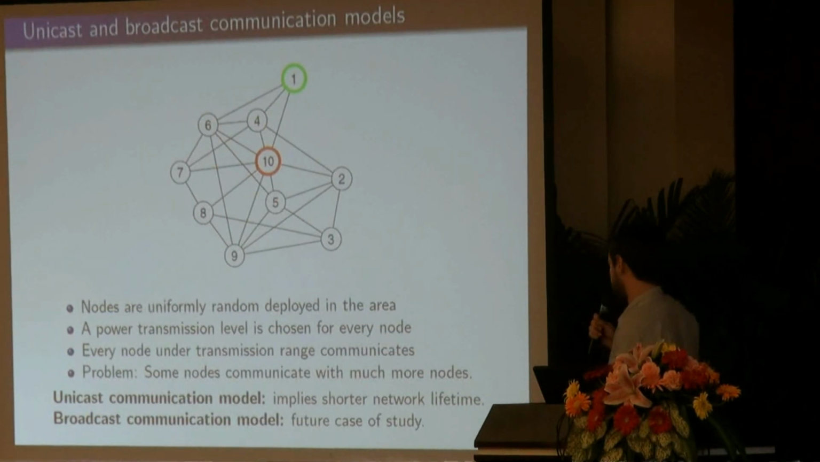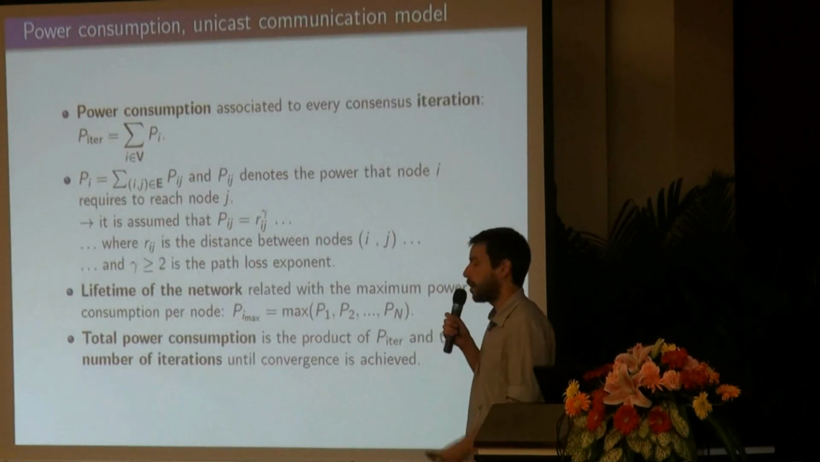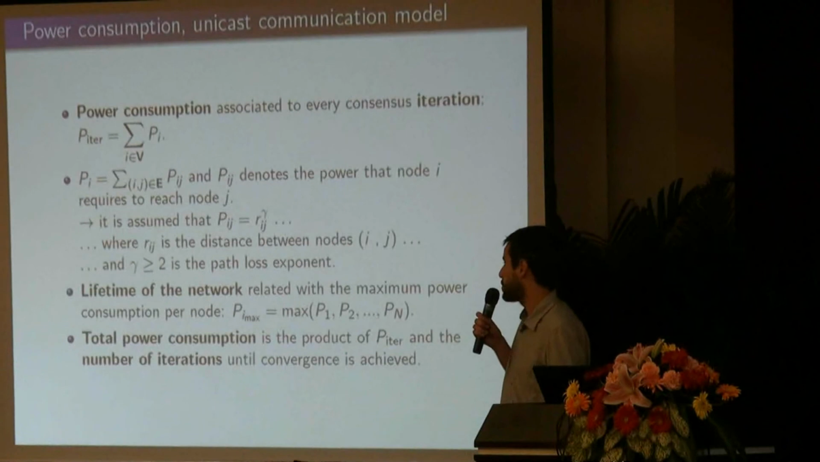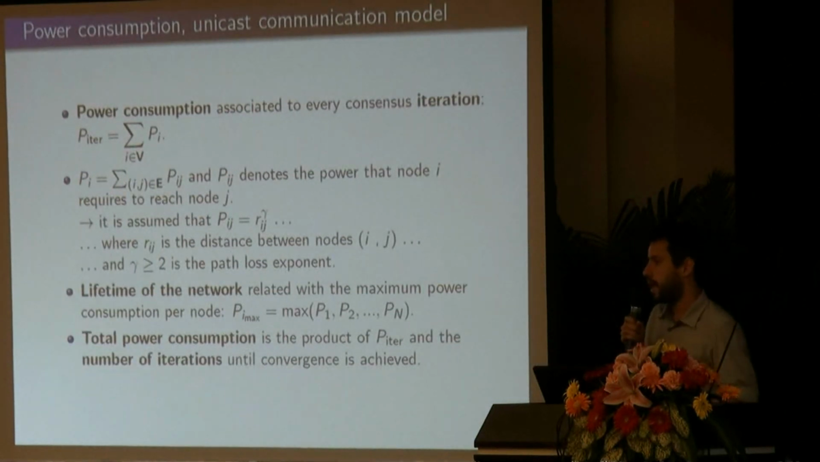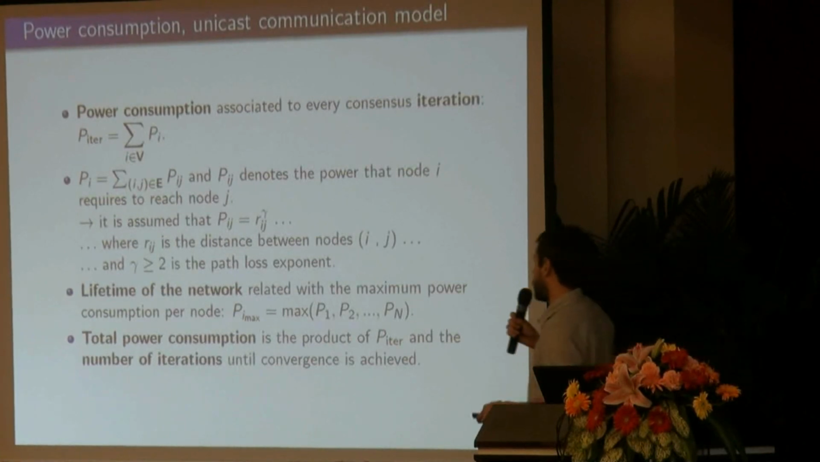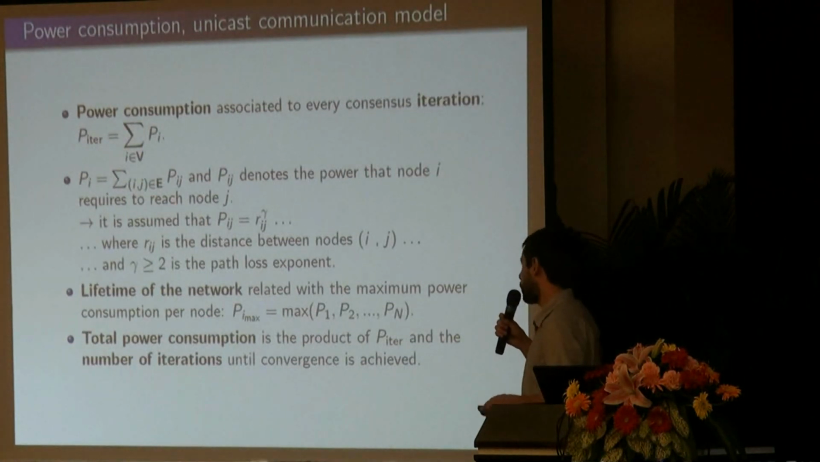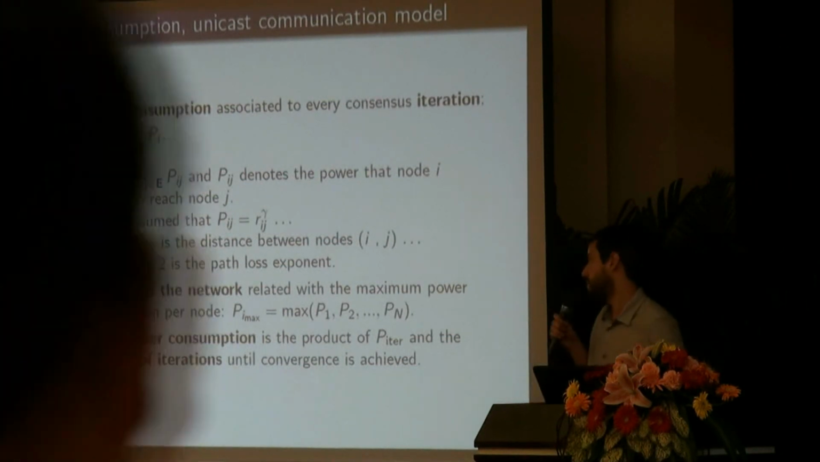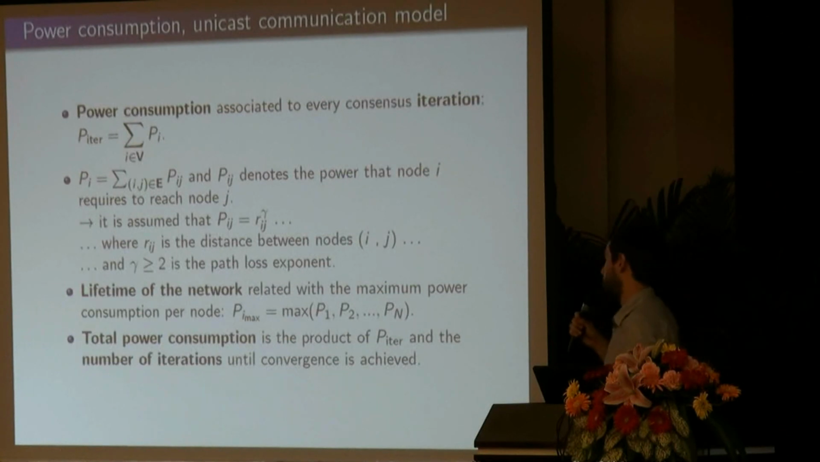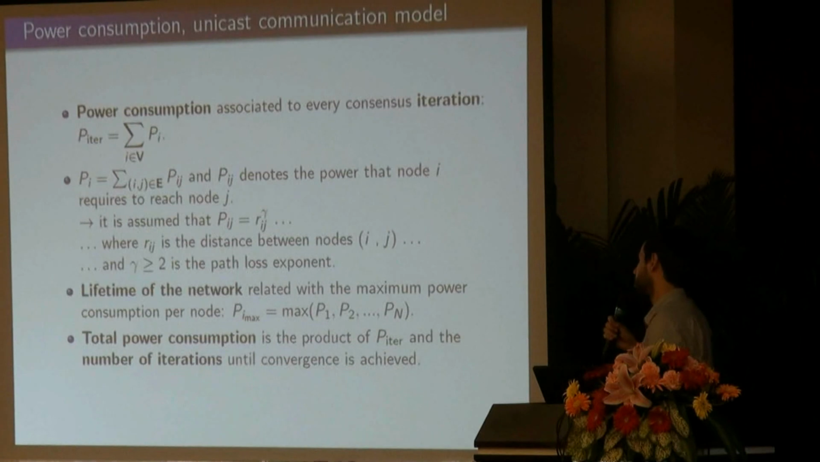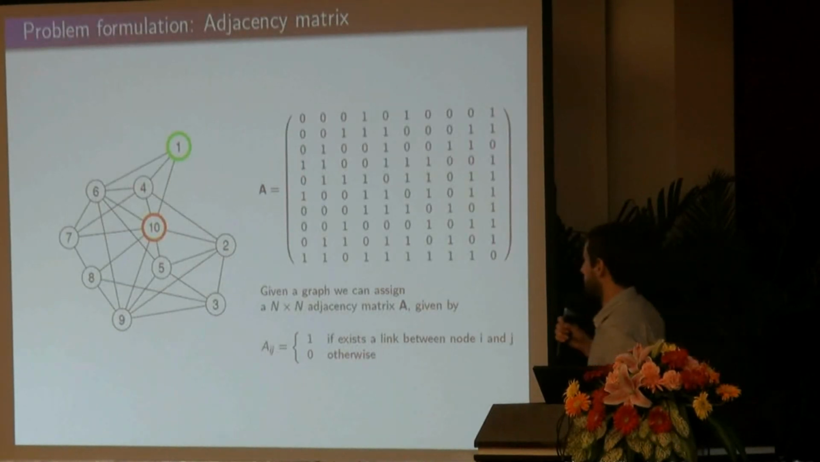So we are considering in this first work a unicast communication model, and in this communication model we take into account three different concepts related with power consumption. The first one is the power consumption per iteration, which is the summation of the power consumption of all the nodes, where the power consumption for reaching node i from node j is related with the path loss exponent and the distance that separates nodes i and j. We also take into account the lifetime of the network, which is the maximum power consumption per node, and the total power consumption of the process, that is the power consumption per iteration multiplied by the number of iterations that the convergence takes.